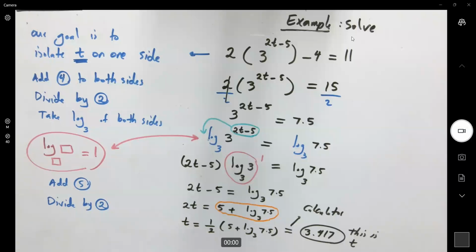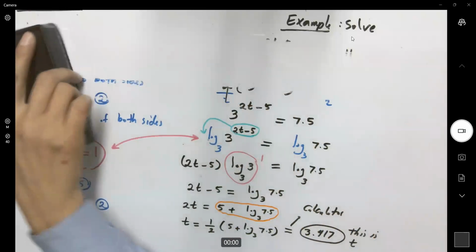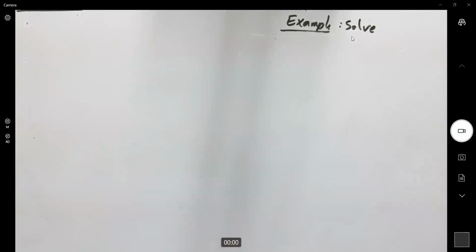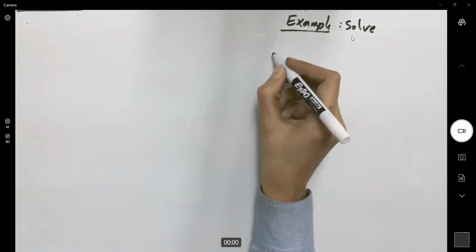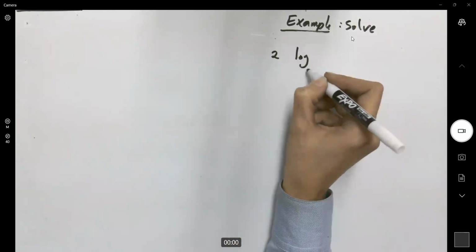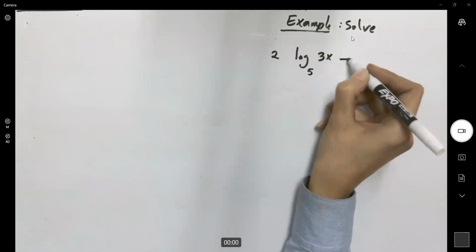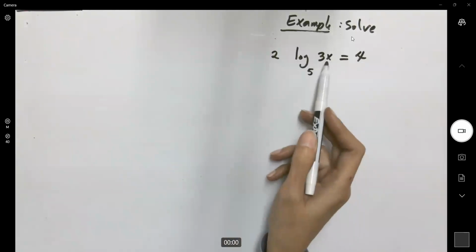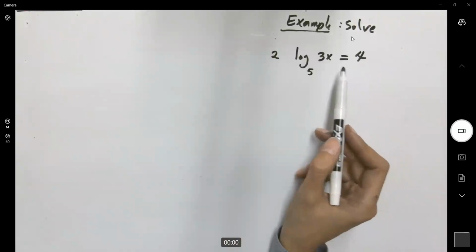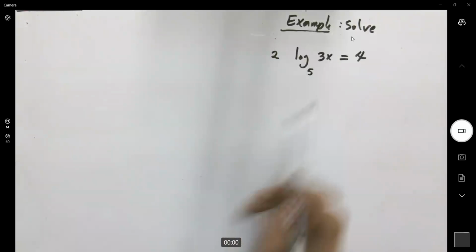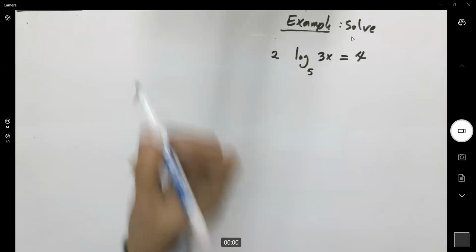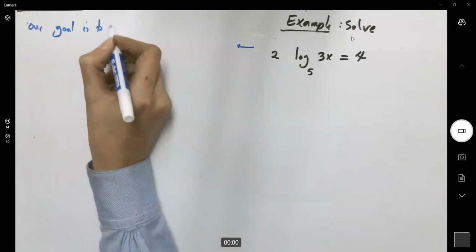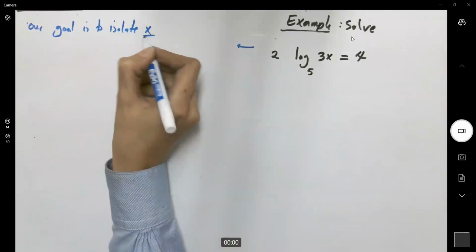Give us another example. Sure. The question says, solve the following. You have 2 times log with base 5 of 3x equals to 4. Okay, what is our goal? Our goal is to solve this equation. What's the meaning of that? Our goal is to isolate x somehow. So this is our goal. Our goal is to isolate x.